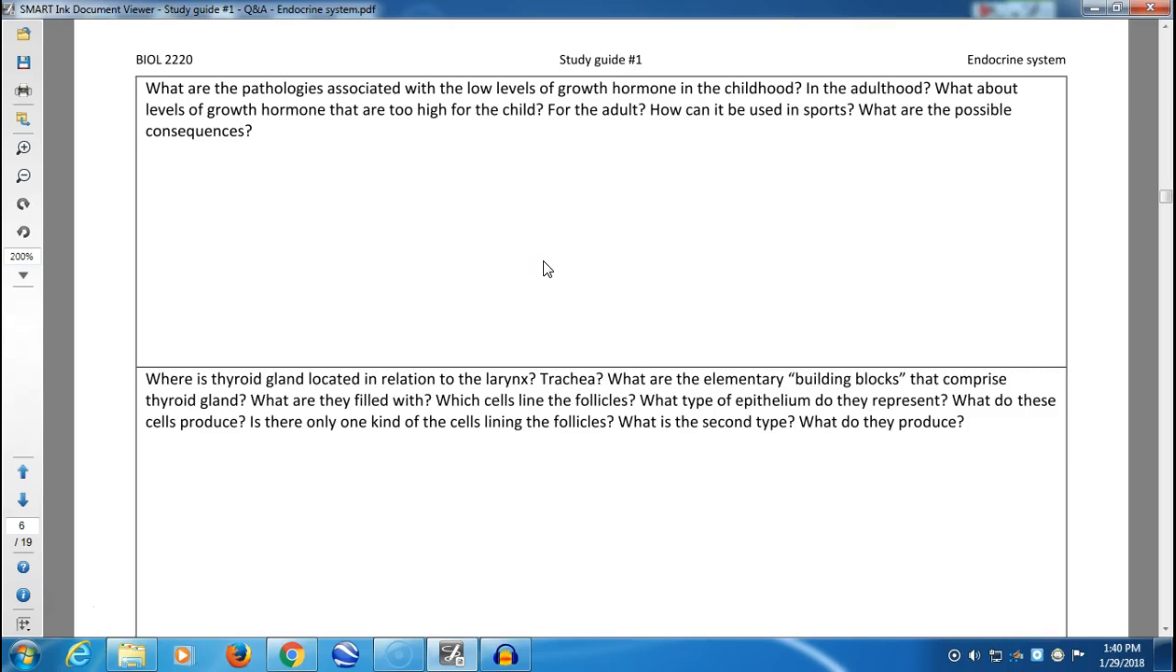What I want you to understand: you have two lobes connected by an isthmus, the neck thing, sort of. It's inferior to the larynx, anterior to the trachea. The elementary building blocks are follicles filled with protein-rich colloid. There are two types of cells, follicular and parafollicular, with cuboidal epithelium. Follicular cells produce thyroid hormone, parafollicular cells produce calcitonin.